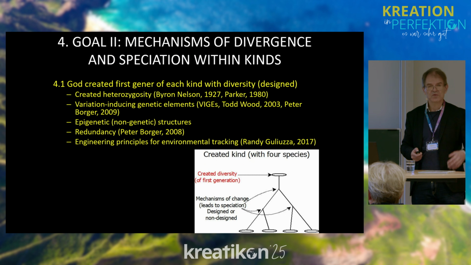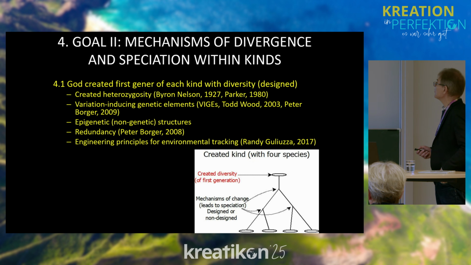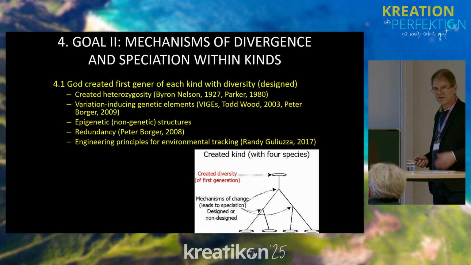And this is really a topic of its own talk, so I will only go through this quickly. So I will talk about created heterozygosity as the first example of created diversity. Then there is something called variation-inducing genetic elements or transposable elements, introduced by Barbara McClintock. But creationists Todd Wood and Peter Borger saw that they were important also as a created diversity factor. We also have epigenetic codes and structures that are important for epigenetic changes to take place later on. Tommy Alto is an expert on this. He gave a talk on this yesterday. But we also have redundancy.